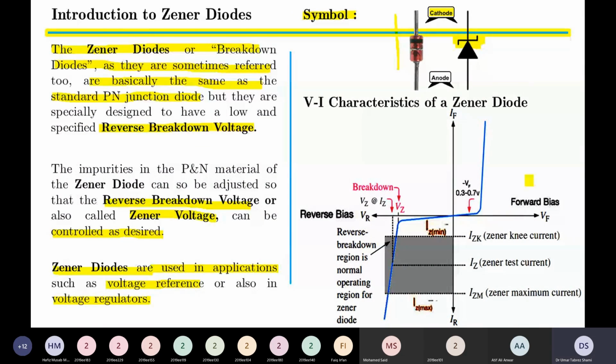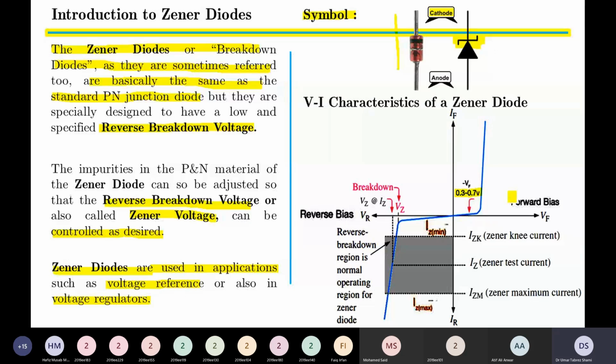When the diode is working in the first quadrant, it will be forward biased, and the diode will act like your normal diode. If the Zener diode is made up of silicon, then the forward biased Zener diode will present a barrier voltage of 0.7 volts. And if the Zener diode is made up of germanium material, then the forward biased Zener diode will produce a barrier potential of 0.3 volts.